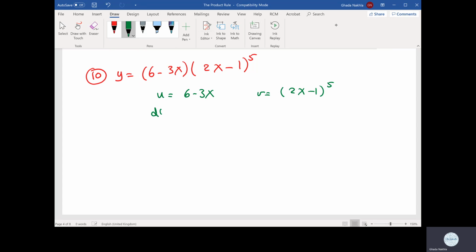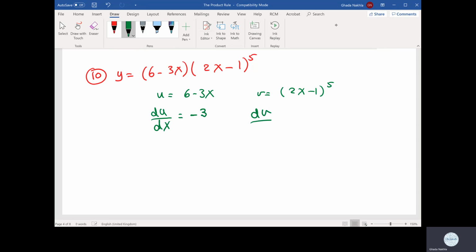Differentiate the first one, du by dx. The 6 differentiates to 0. Minus 3x becomes minus 3, since the power of x is 1, decrease by 1, it becomes 0. X to the power of 0 is 1. Anything to the power of 0 is 1.